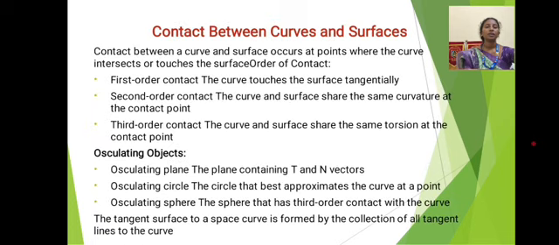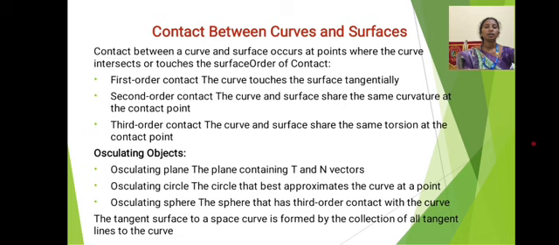Next one is contact between curves and surfaces. Contact between a curve and a surface occurs at a point where the curve intersects or touches the surface. Order of contact: what is the first order contact? The curve touches the surface tangentially. The second order contact is where the curve and the surface share the same curvature at the contact point. The third order contact is where the curve and the surface share the same torsion at the contact point.